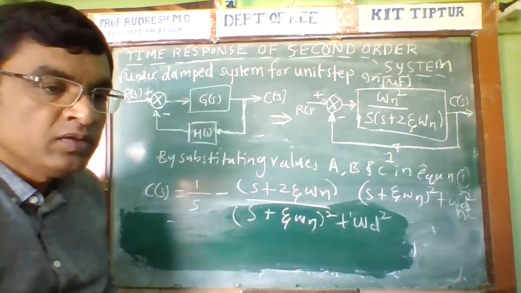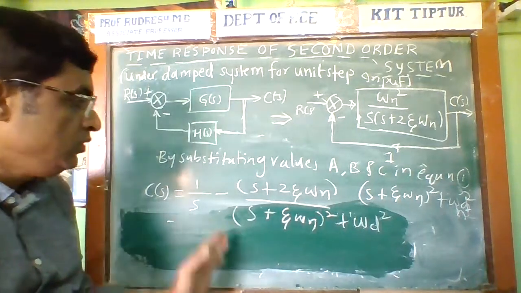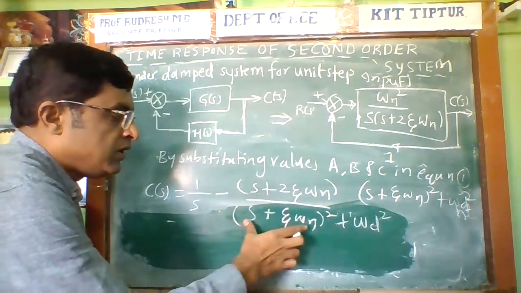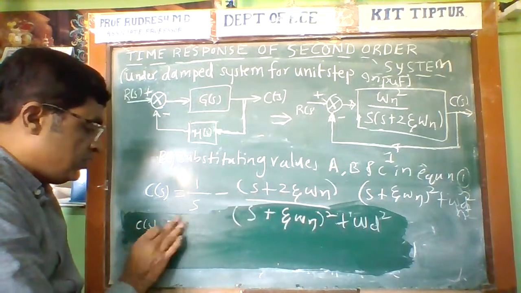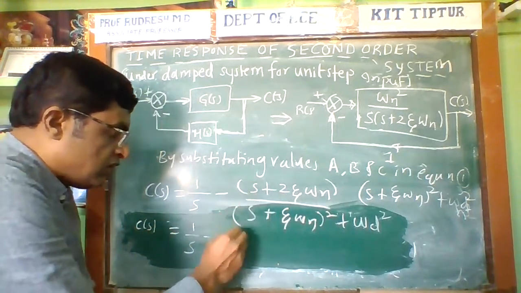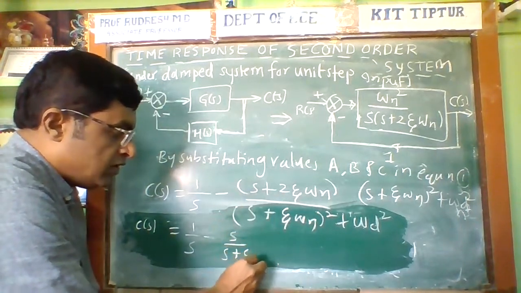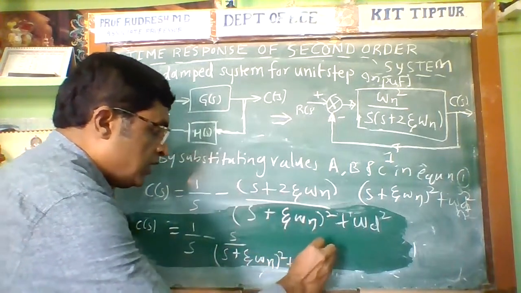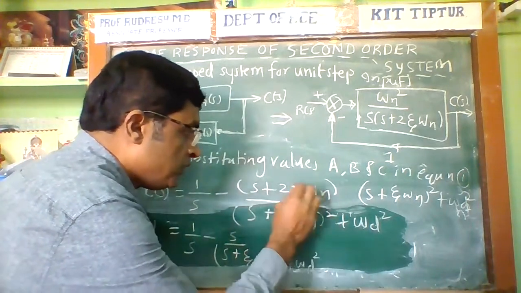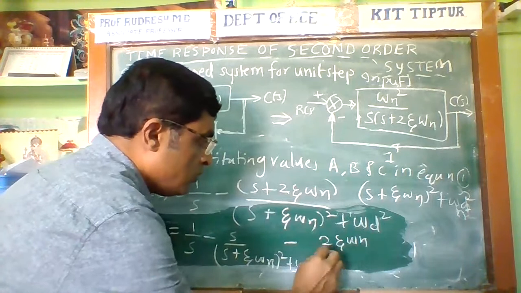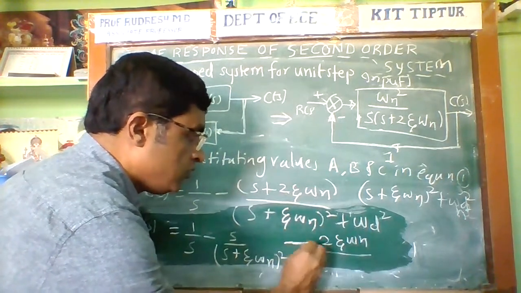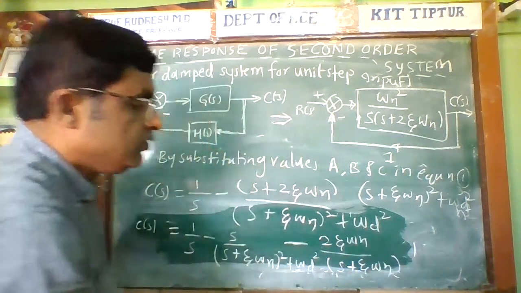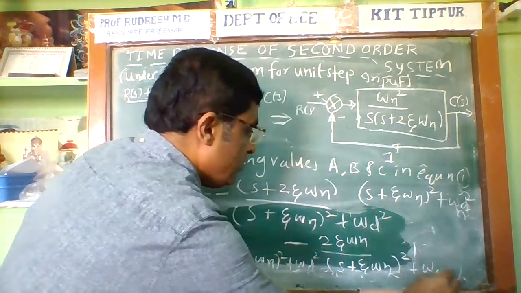Now this can be replaced by this particular term. Now expand. Individually, this entire term is divided by this. Similarly, C of S is equal to 1 by S, minus S by (S plus zeta omega n) whole square plus omega d square, minus similarly 2 zeta, minus S plus zeta omega n square over (S plus zeta omega n) whole square plus omega d square.